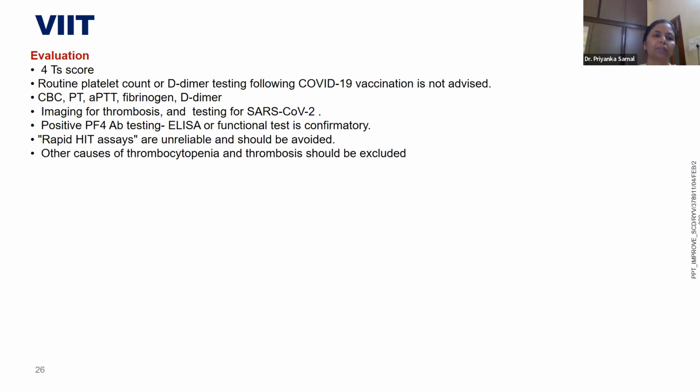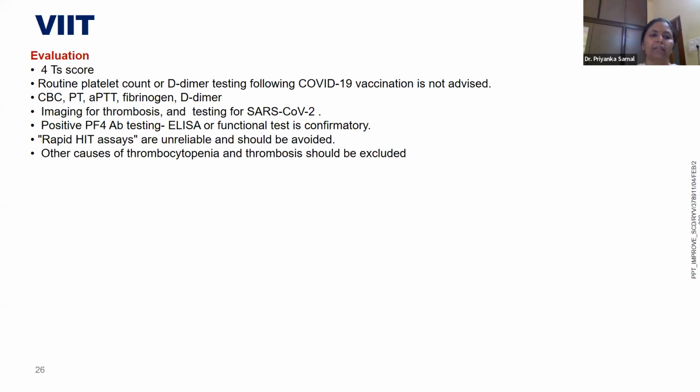So here again, evaluation is by the 4T score as that of HIT. However, routine platelet count and D-dimer testing following COVID-19 vaccine is not advised because the incidence is very, very low. CBC, PT, APTT, fibrinogen, D-dimer have to be done to rule out DIC. Thrombosis needs to be documented by imaging, and do testing for SARS-CoV-2.